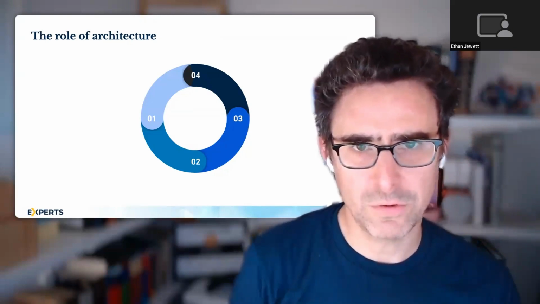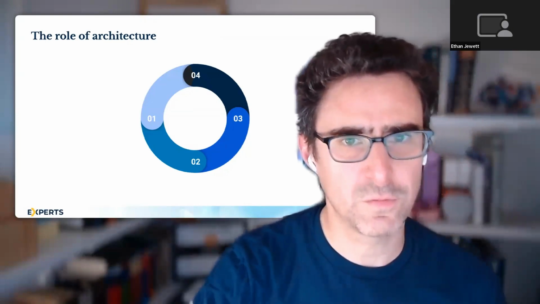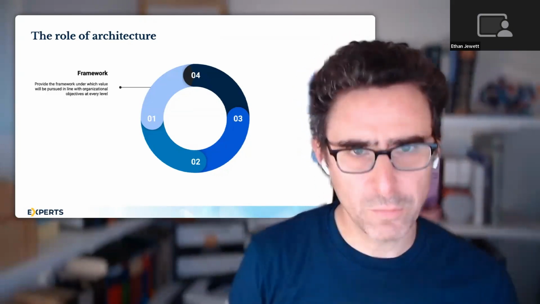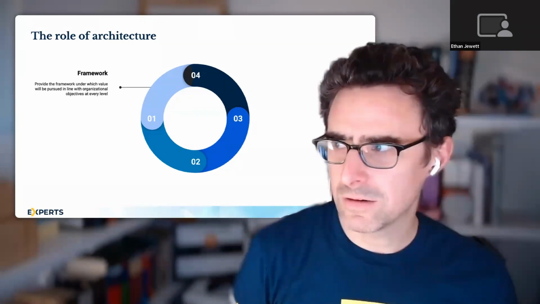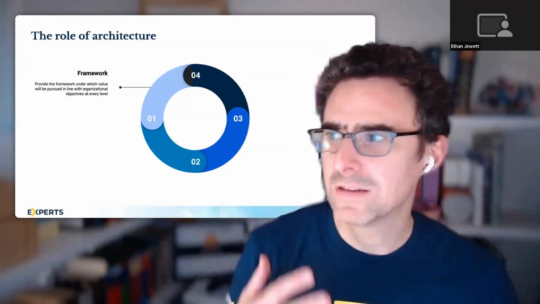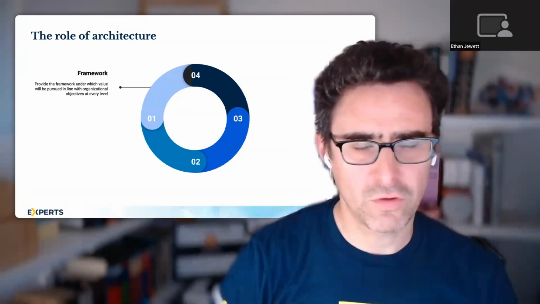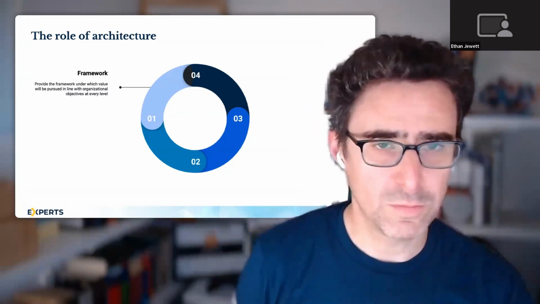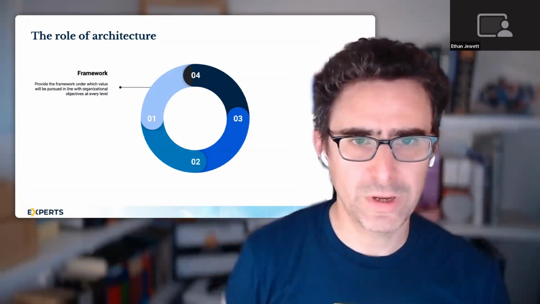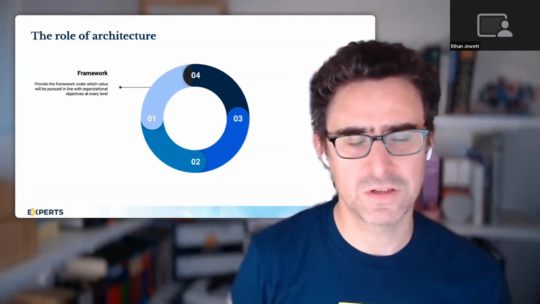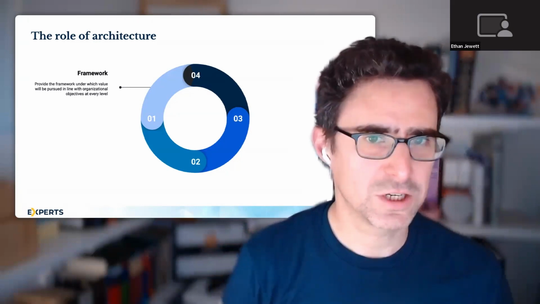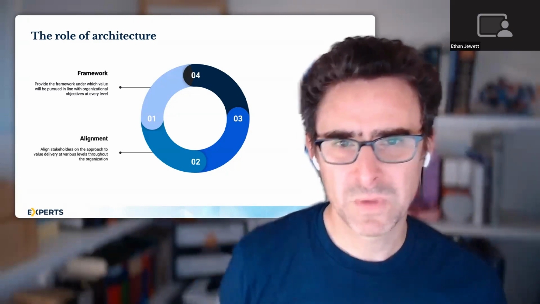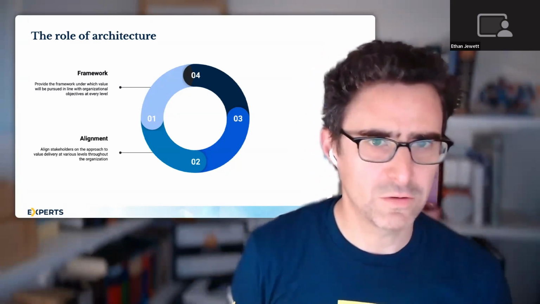So in my view, architecture has four different roles. The first is to create a framework for value delivery so that everyone in the organization can be aligned on what the objectives are that we're trying to accomplish. And that means everybody from stakeholders and people who are paying for the projects, all the way down to developers and testers, and the end users who are actually going to be using the application or the technology that's being developed.